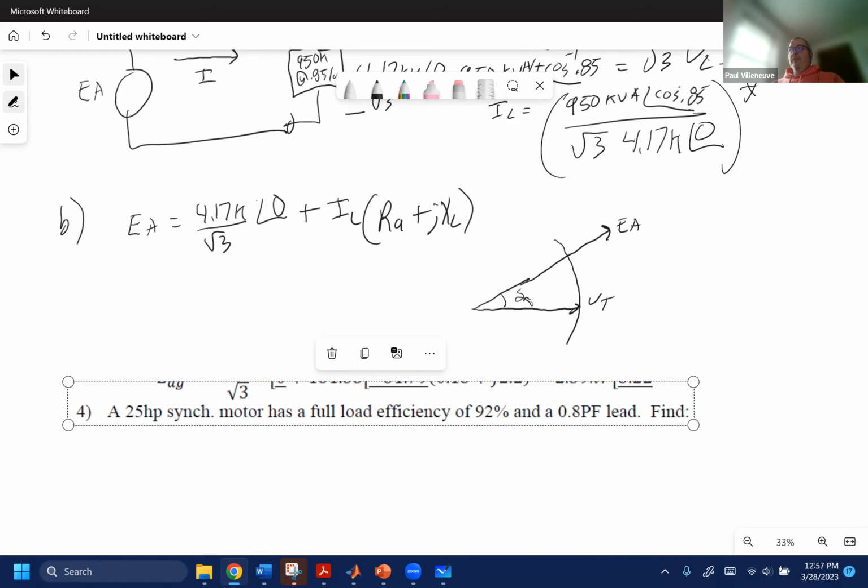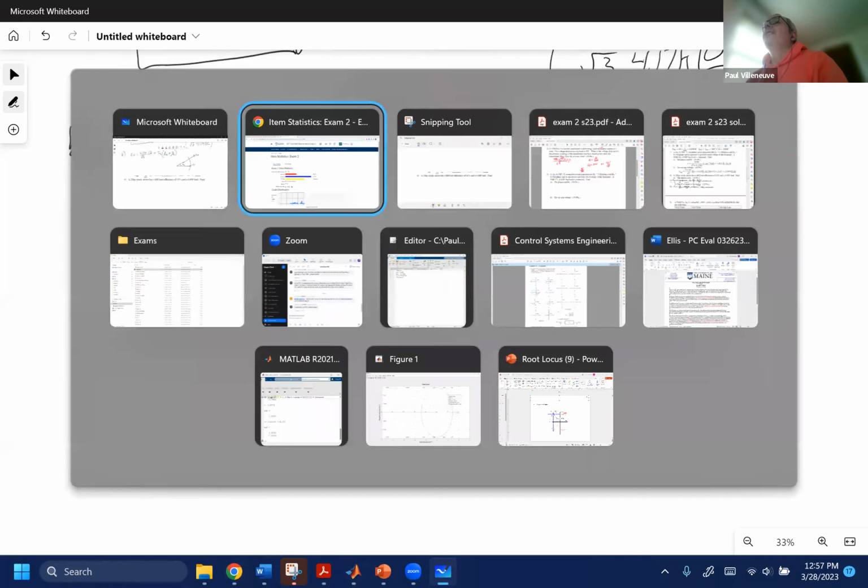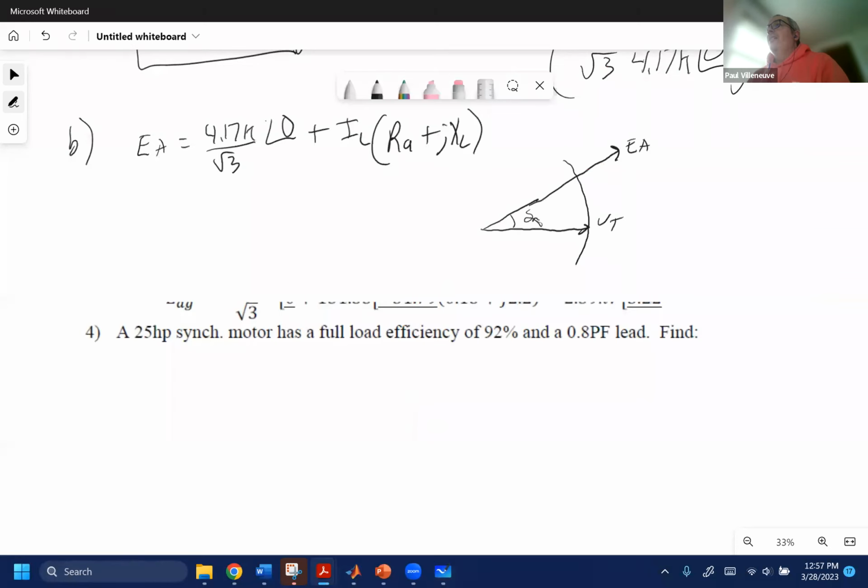So let's go ahead. The first part was part A: what's the input power? So A was, what is P in? Well, a way to get that: we know efficiency is P out over P in.